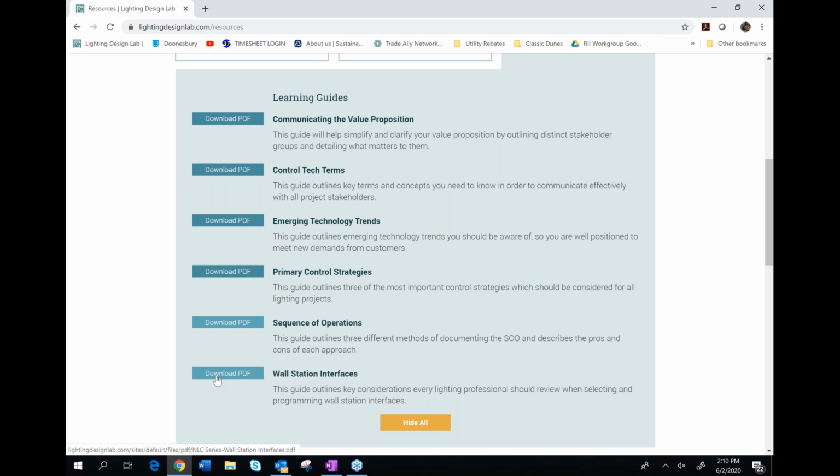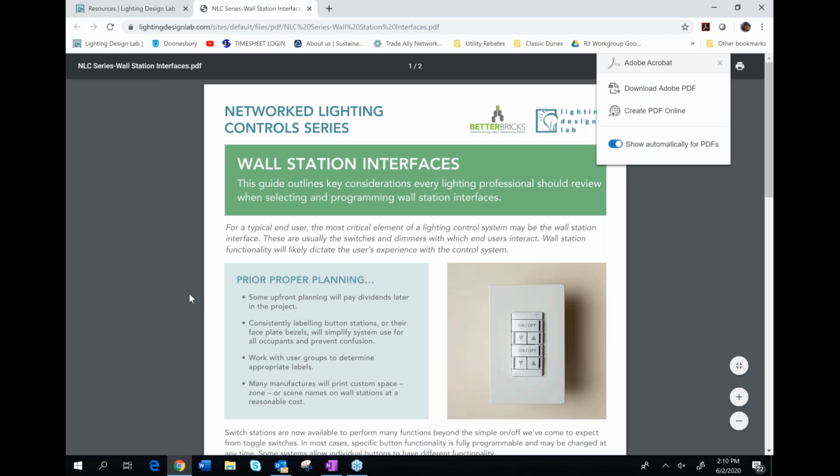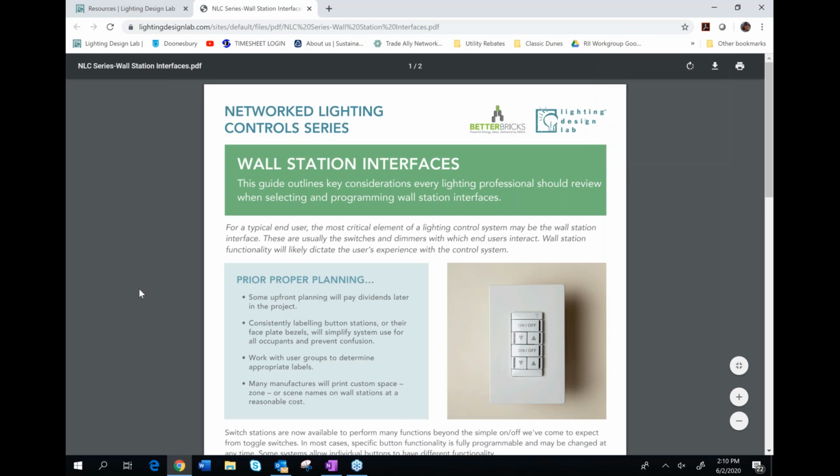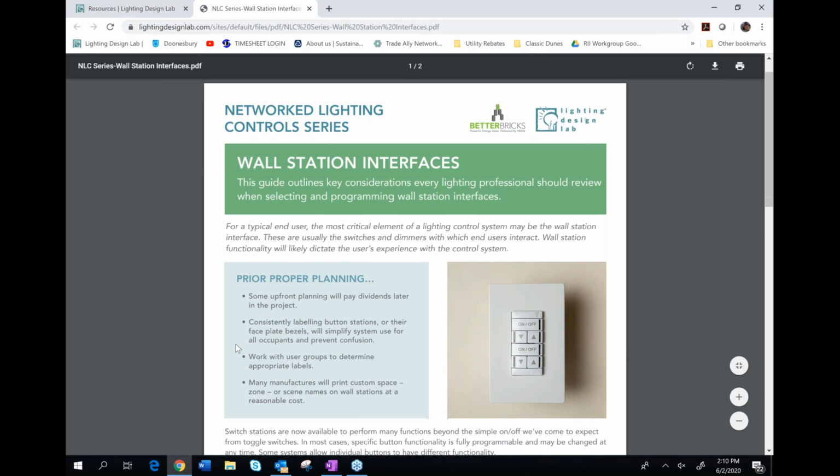This wall station interfaces one seems a great candidate to follow the conversation, because now we're talking about how the tenants are interacting with these lighting systems that are getting installed. We talked about what was the designer's intent, how do you communicate that, and wall stations are really how the tenant is interacting. So tell us what this learning guide is all about. No, exactly, you're right, John.